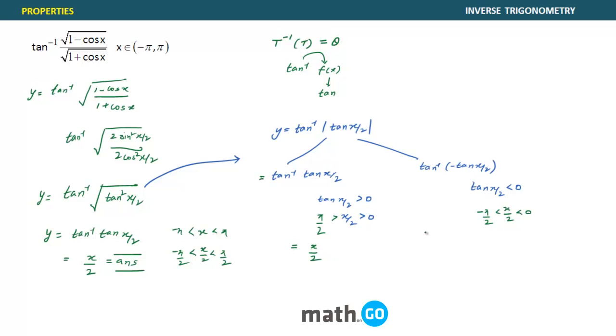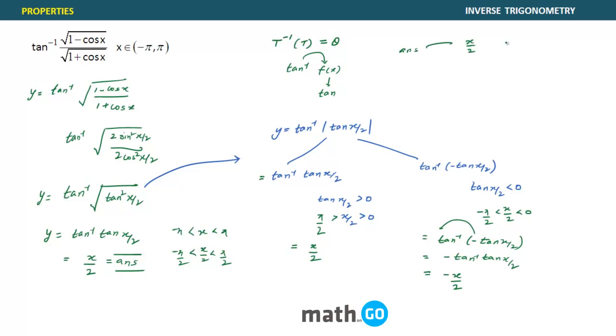But the answer to this problem will be something different. Why? Because you have tan inverse of minus tan x by 2, right? So this minus will come outside, and this becomes minus tan inverse tan x by 2, where x by 2 lies in the range minus pi by 2 to 0, which is again in the principal value branch. So the answer now will be minus x by 2. So you can see you will get not one answer but two answers, depending on the value of x.